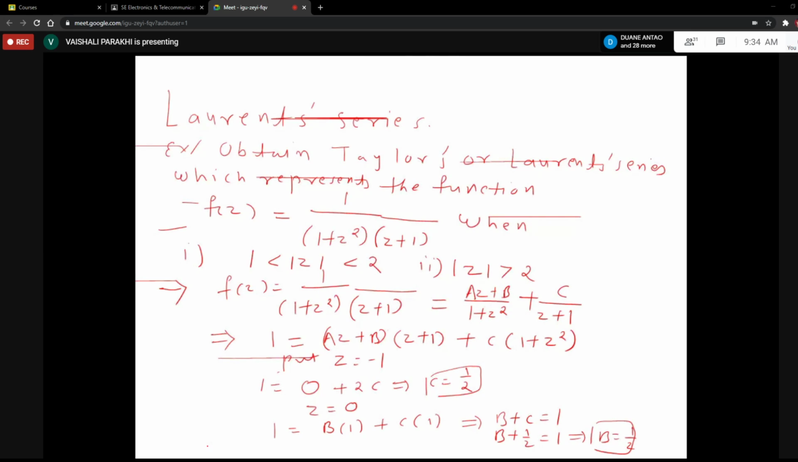Then I'm putting z equal to 0. So 1 is equal to B into 0 plus 1, that is B, and plus C. C is half, so B is also half. Okay, now how are you going to find the value of A? Anybody getting the value of A? You can tell me.